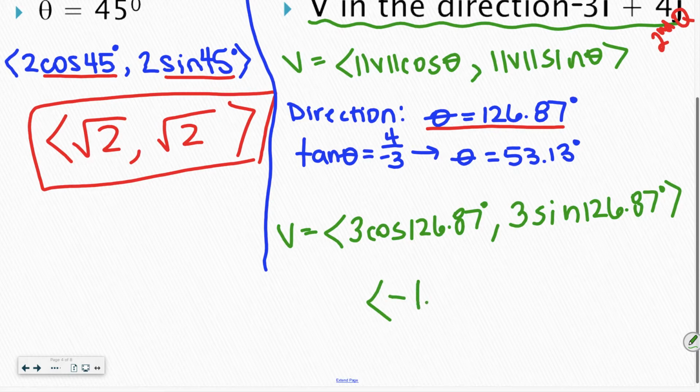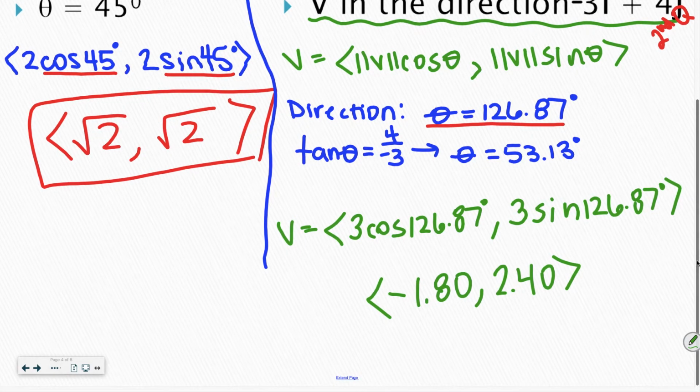Negative 1.80i plus 2.399, so 2.4. Okay. Questions?